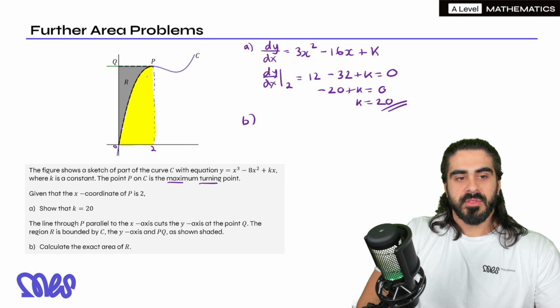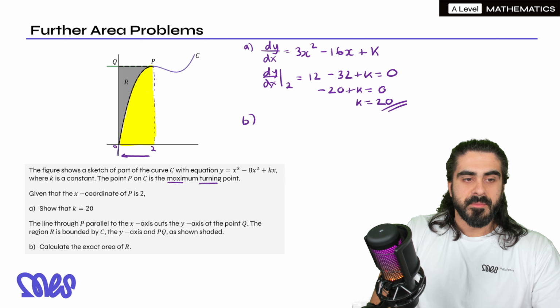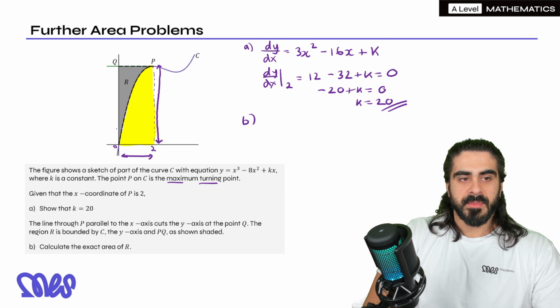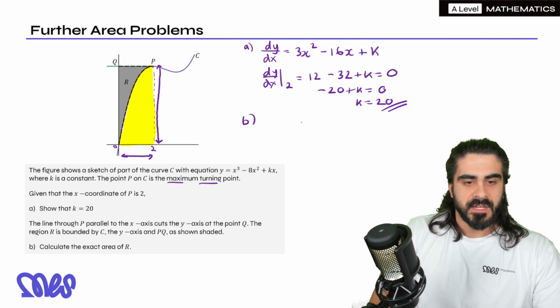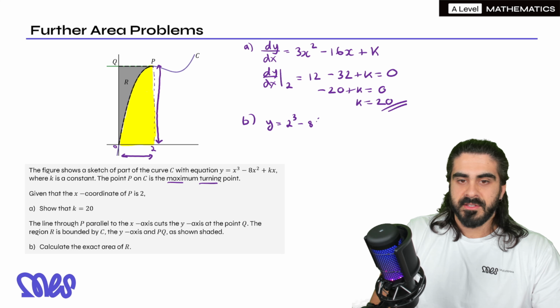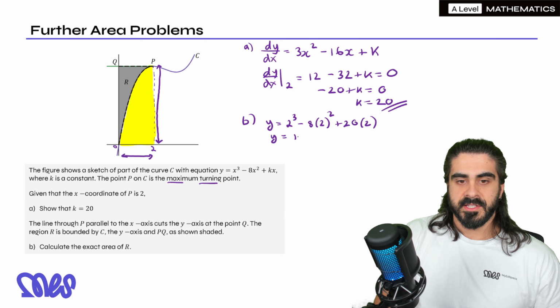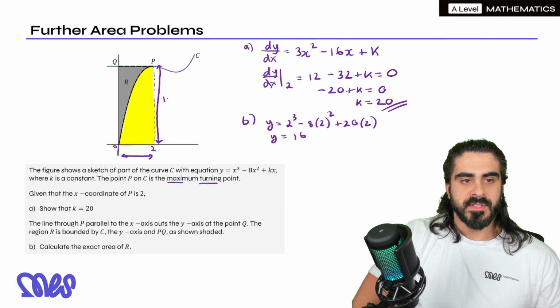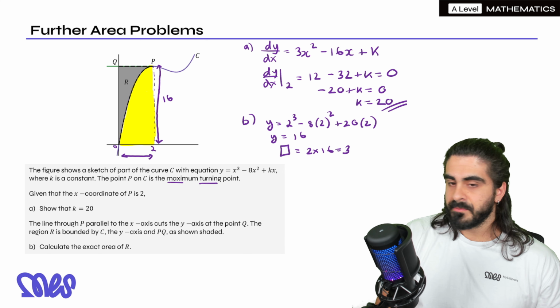Now, how do we work out this rectangle's area? Where we have a base length of 2, we need the height. Now, where are we going to get the height from? Well, we just take 2 and sub into our equation of the curve. So we're going to get y is 2 cubed minus 8 times 2 squared, plus k is 20 times 2, which is 16. The height of this is 16. So our rectangle area is just 2 times 16, 32.